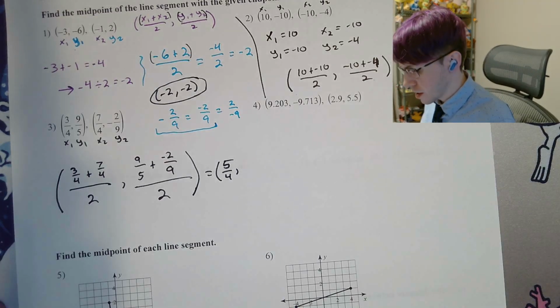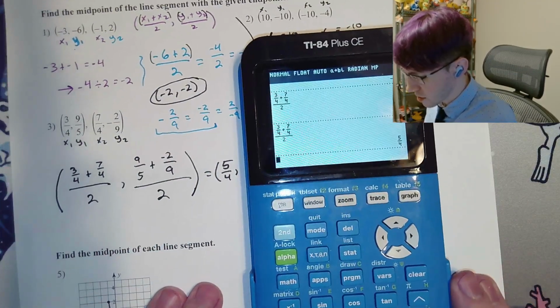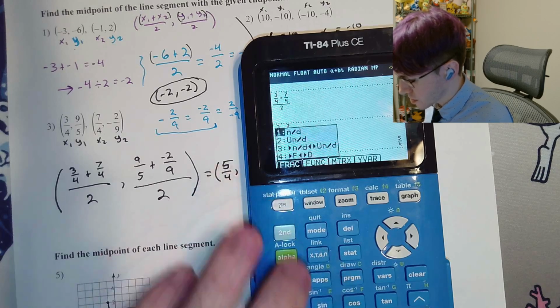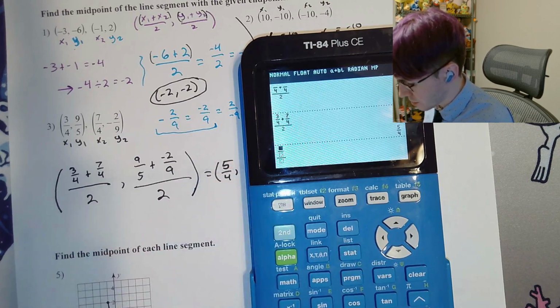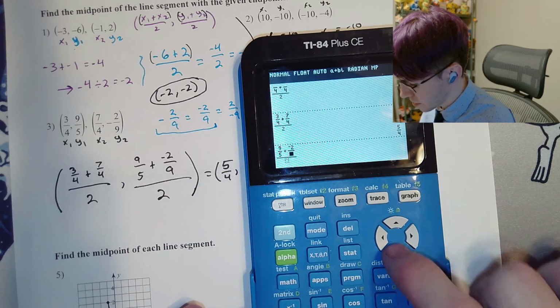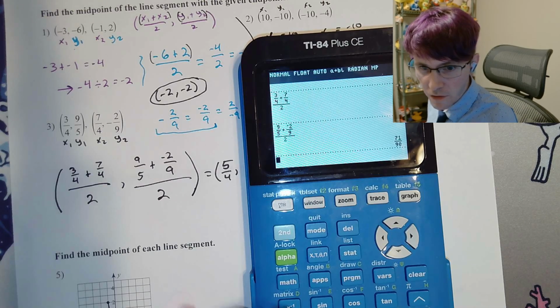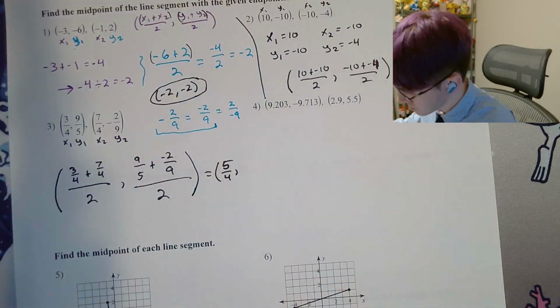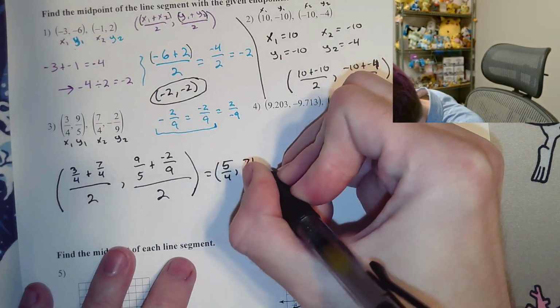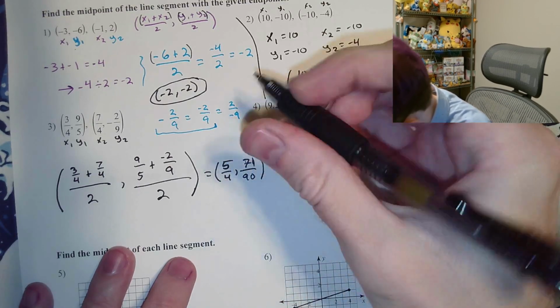Comma, and then I'm doing the same exact thing for the y's there. We're going to have, looks like alpha y equals enter, another alpha y equals enter. We have 9 over 5 plus alpha y equals enter, negative 2 over 9 divided by 2. We get 71 over 90. Beautiful. There you go. That's the whole problem.